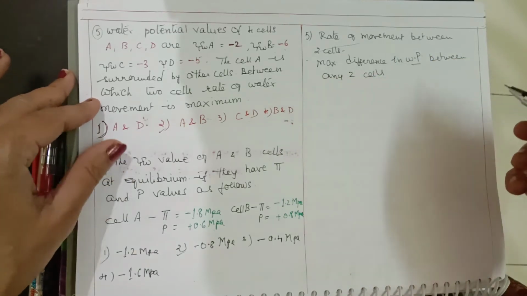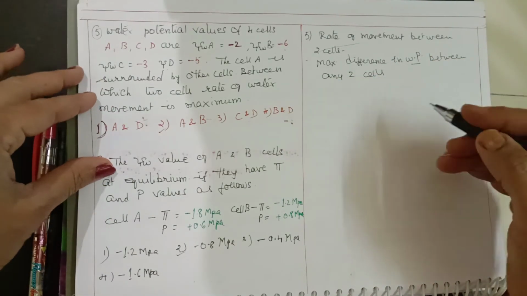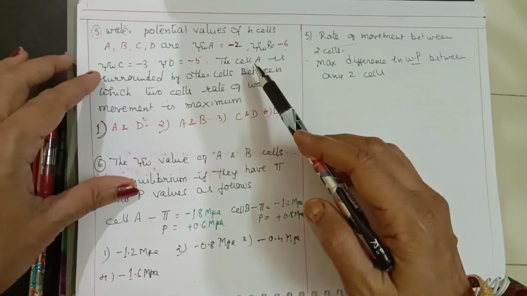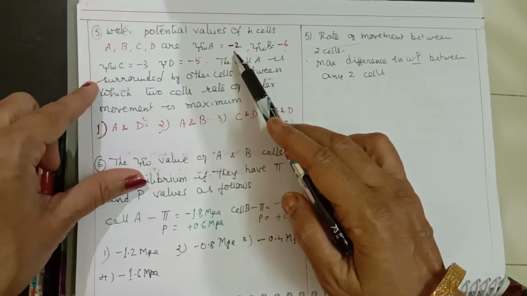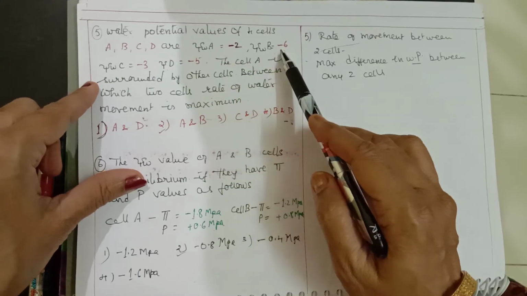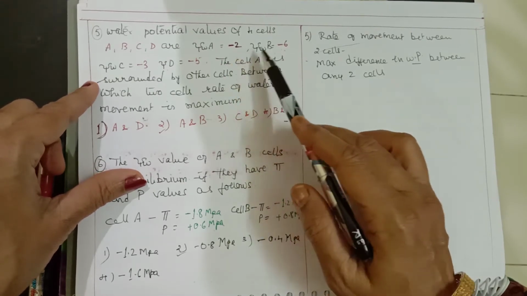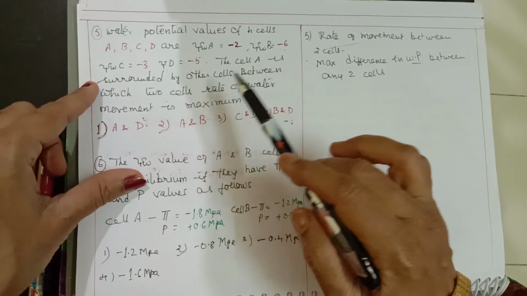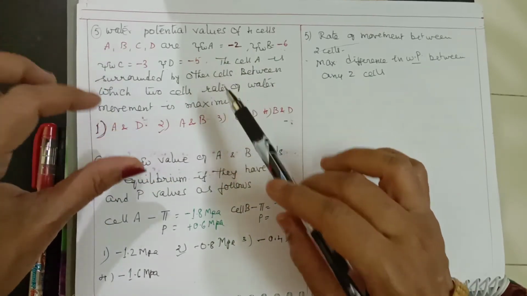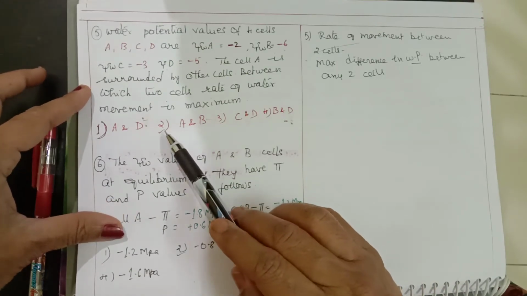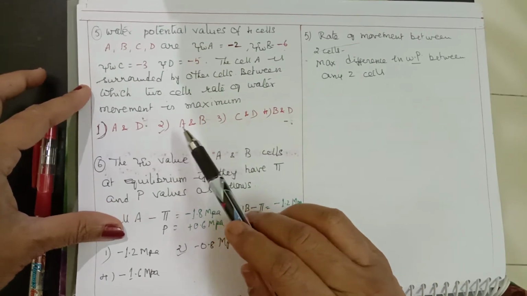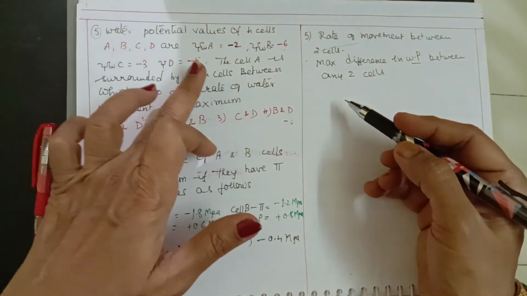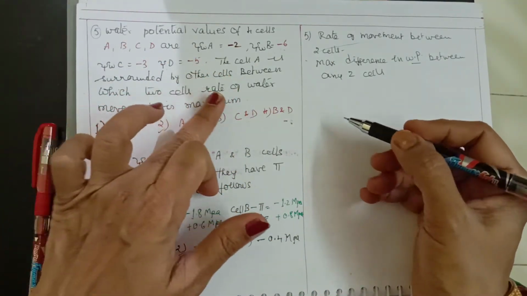So if we observe the cells A, B, C and D, we find the maximum difference is between A, that is -2, and B, that is -6. Here we find a difference of 4, that is -4, whereas all the others show less difference. So the answer here will be A and B. The maximum rate will be between A and B. So what is given in the question? Cell A is surrounded by the others.